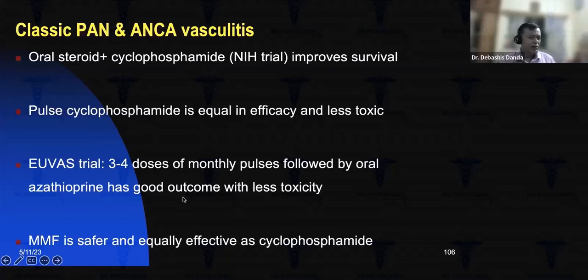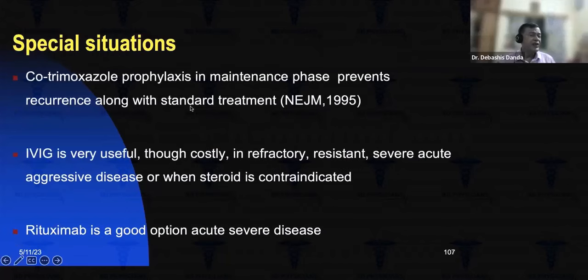MMF we have found to be a very safe option. It should be spaced out with food, and the dose can be 2 to 4 grams per day. It is as effective as cyclophosphamide if the serum albumin is not low, if the patient can tolerate it, and if the disease is not very aggressive. Co-trimoxazole prophylaxis helps. It was first used in the NIH protocol in ANCA vasculitis because it inhibits staphylococcus. Staphylococcal superantigens are thought to be triggers for ANCA vasculitis.